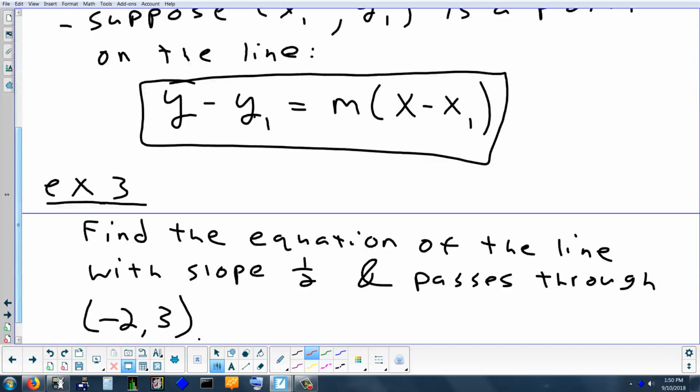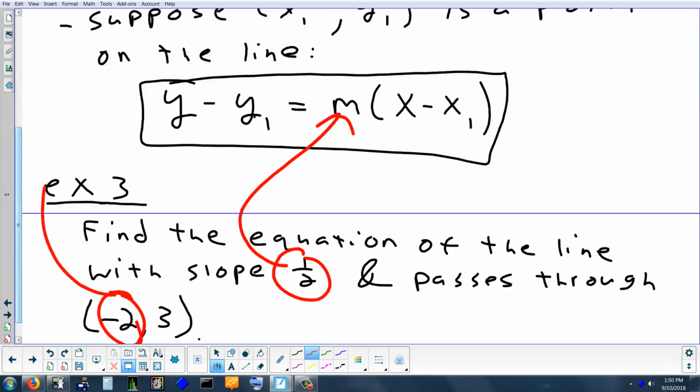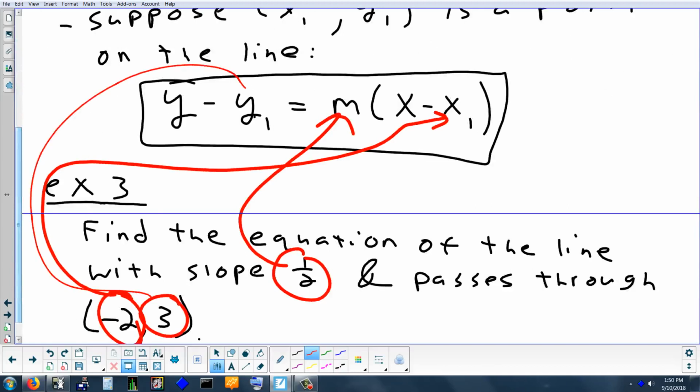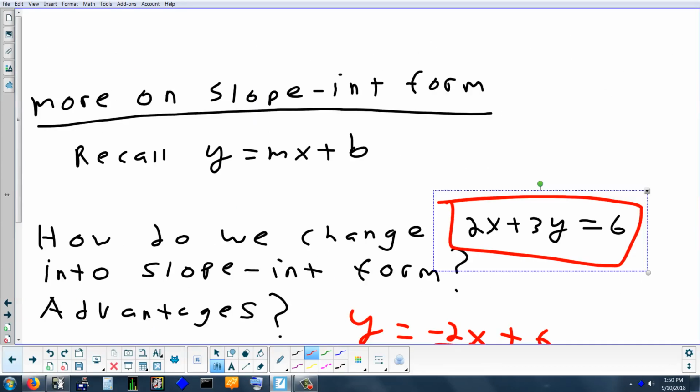So in a problem like this, what you'd do is you'd fill in 1/2 for the m, negative 2 would be x1, and 3 would be y1. Just fill in those three numbers in those three spots, and there's your equation. And if you want, you'll get an equation. It might look something like this.